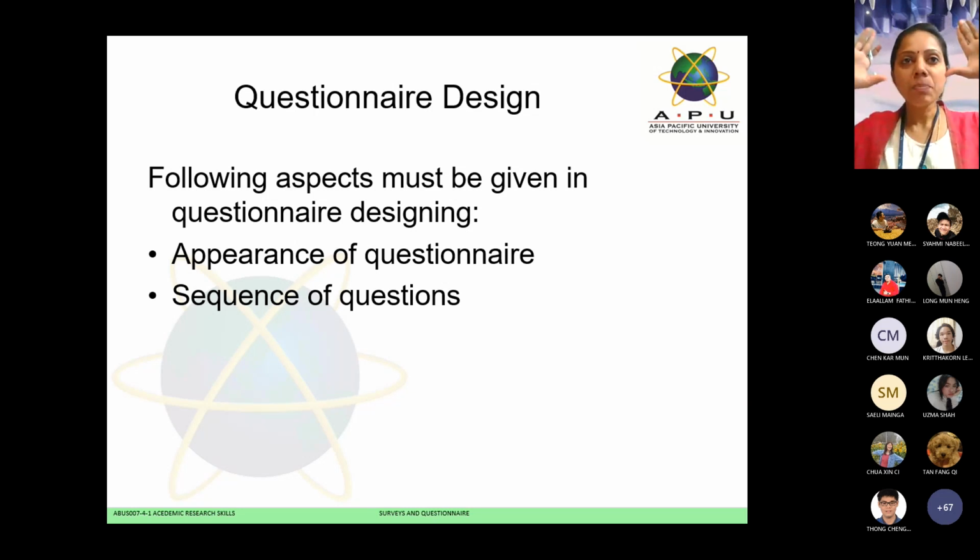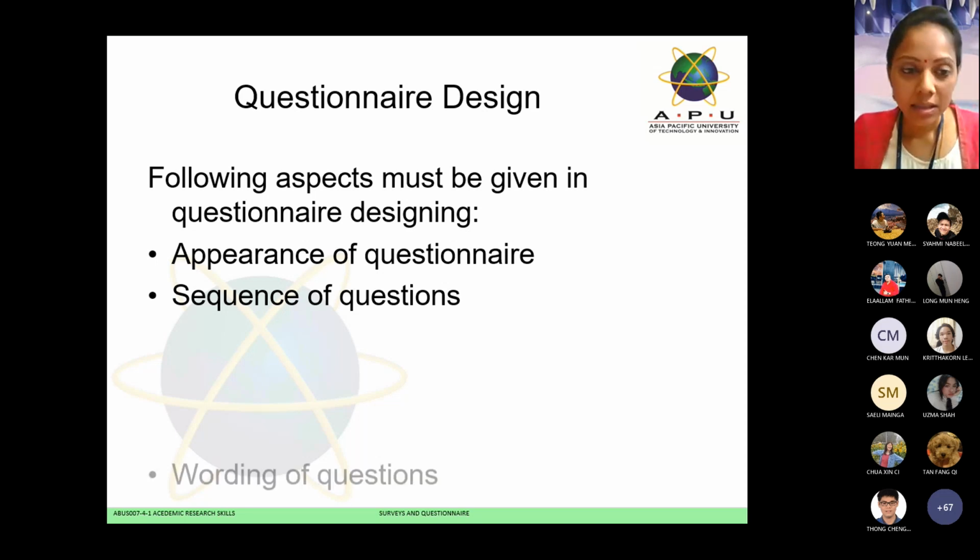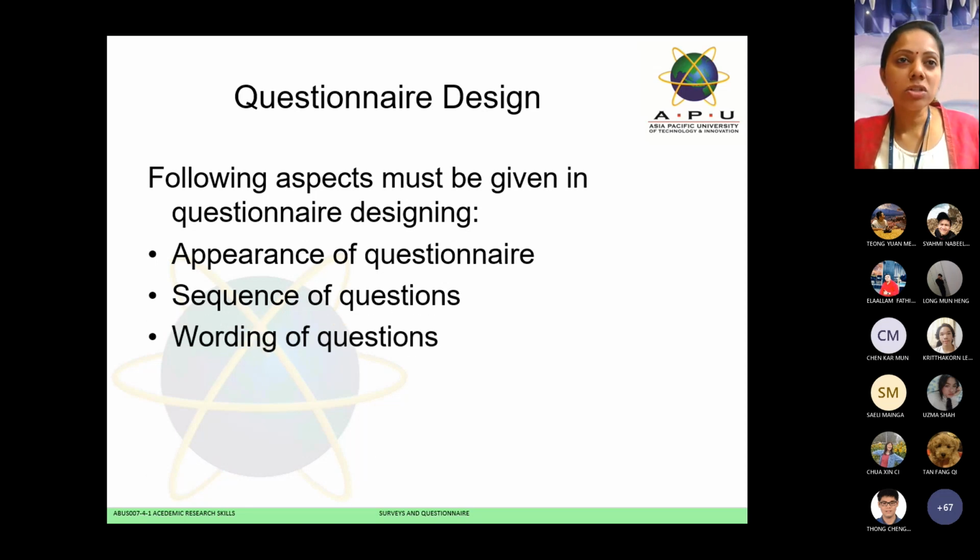Remember these. The first part of the questionnaire is the demographic profile. The second part is where your questions, your statements will start. Is that clear? And I'll show you a sample later. Wording of questions: use very simple language, simple words, words that are very straightforward. Otherwise, the participants will be very confused.